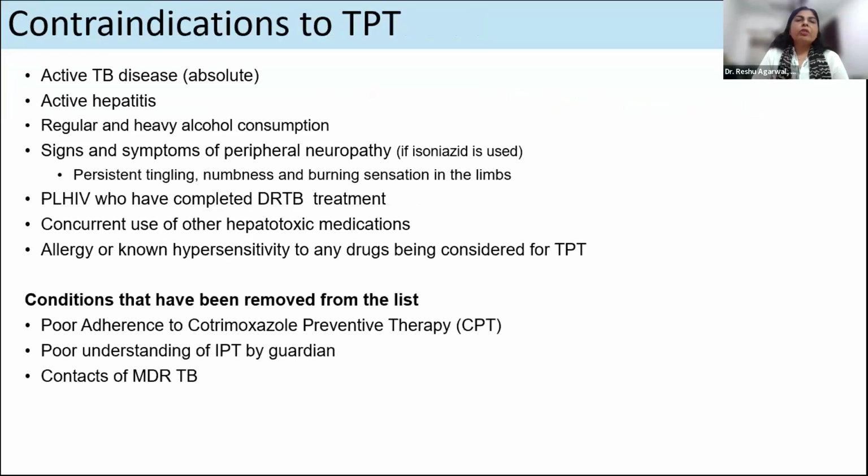Now, talking about some of the contraindications for TPT, obviously active TB disease is an absolute contraindication and nobody should be providing or giving TPT to the PLHIV who have active TB disease. Then active hepatitis, regular or heavy use of alcohol, signs and symptoms of peripheral neuropathy if isoniazid has to be used, PLHIV who have completed DRTB treatment, concurrent use of other hepatotoxic medications, or if there is a known allergy or hypersensitivity to any of the drugs which would be used as part of the TPT regimen.